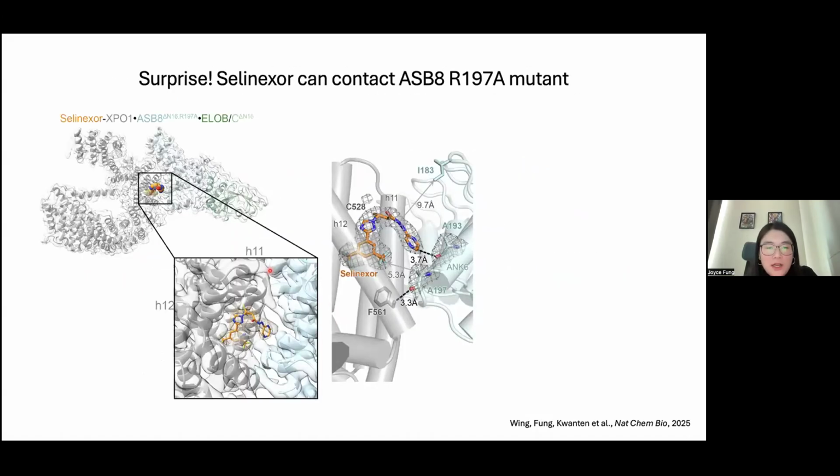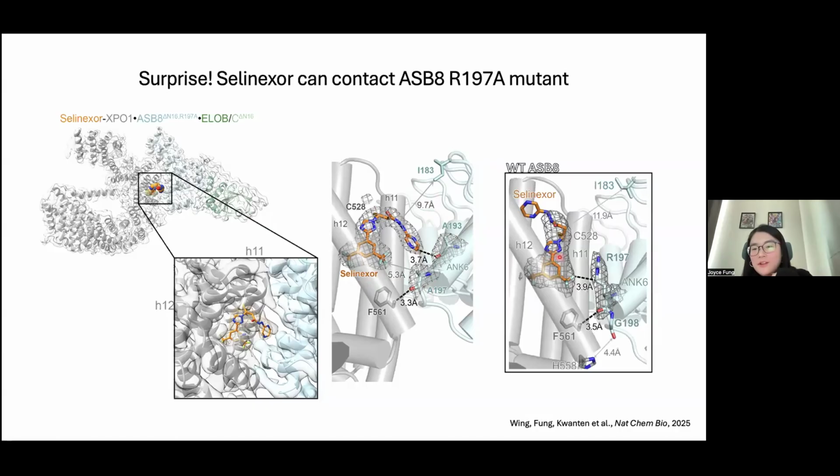And surprisingly, or perhaps we should not have been so surprised, selinexor actually changed configuration in this structure. Without the arginine, there is now nothing in that cavity. And so the ASB8 angled a little bit differently, and the selinexor arm that was flexible before has now completely turned downwards. If you compare it with the wild type situation, this arginine is slotted right there.